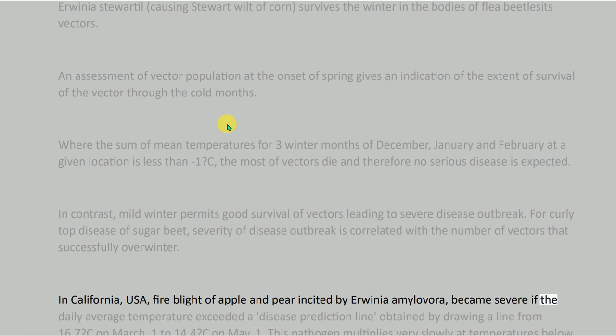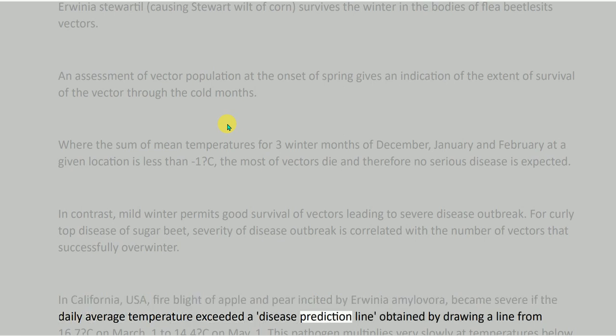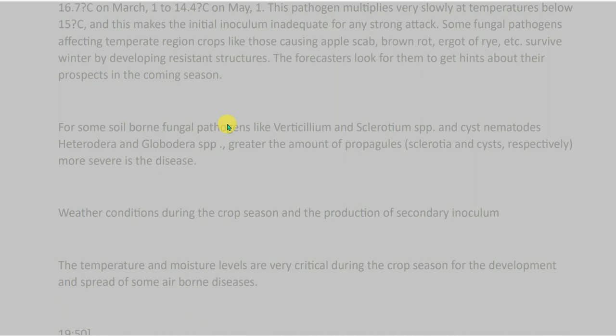In California, USA, fire blight of apple and pear, incited by Erwinia amylovora, became severe if the daily average temperature exceeded a disease prediction line, obtained by drawing a line from 16.7°C on March 1 to 14.4°C on May 1. This pathogen multiplies very slowly at temperatures below 15°C, and this makes the initial inoculum inadequate for any strong attack.